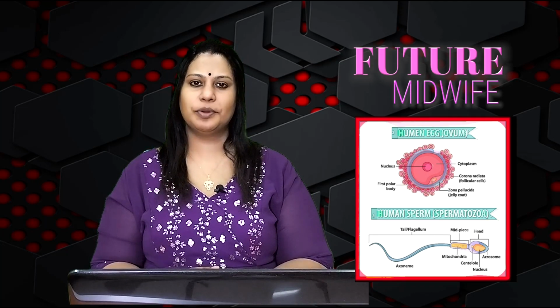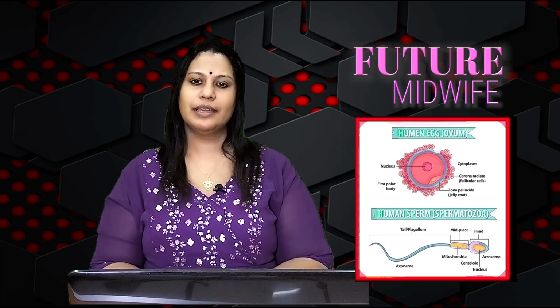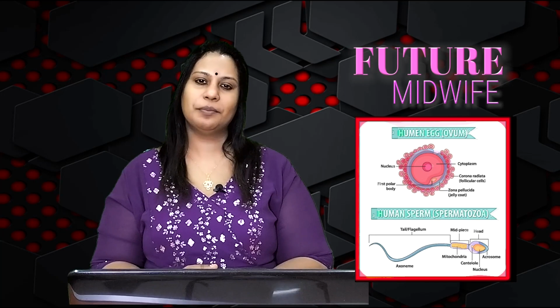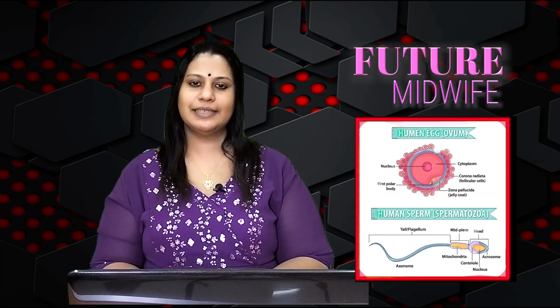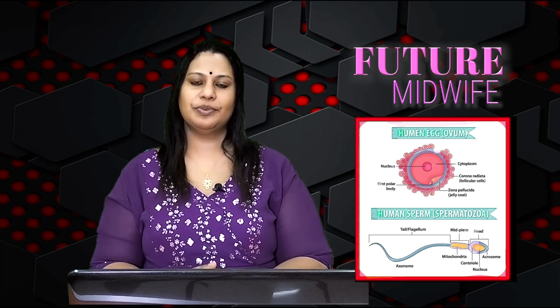Spermatogenesis is the process of formation of haploid sperm from a diploid stem cell called spermatogonium, which takes place inside the seminiferous tubule in the testis. The entire process of spermatogenesis takes around 70 days. Oogenesis is the process of formation of ovum, which takes place inside the ovaries of the female. One oogonium produces only one ovum.